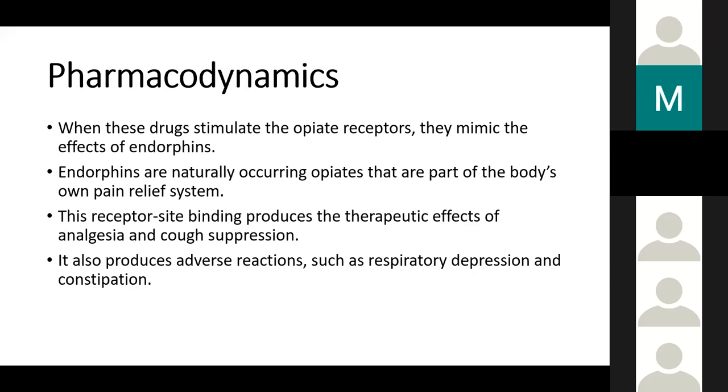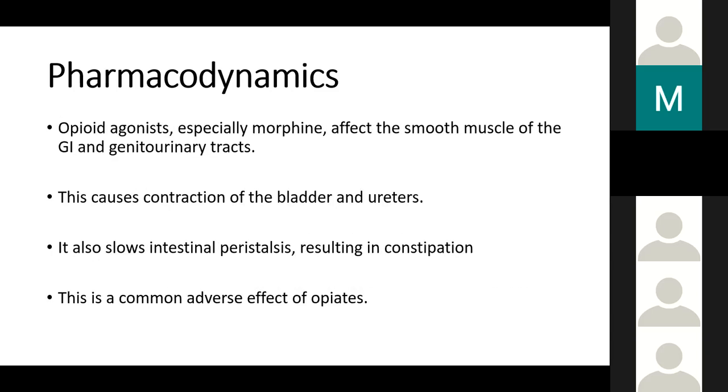And so when the opiates bind to it, they would produce the analgesic and therapeutic effect just as the natural painkillers or the endorphins would. And when they bind, they can also produce respiratory depression and constipation as a side effect. So we'll understand why the constipation occurs.